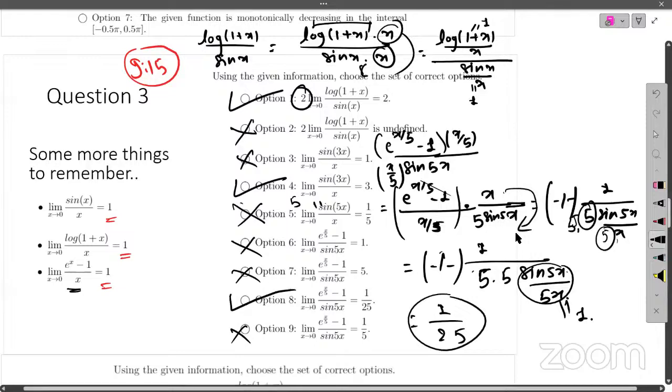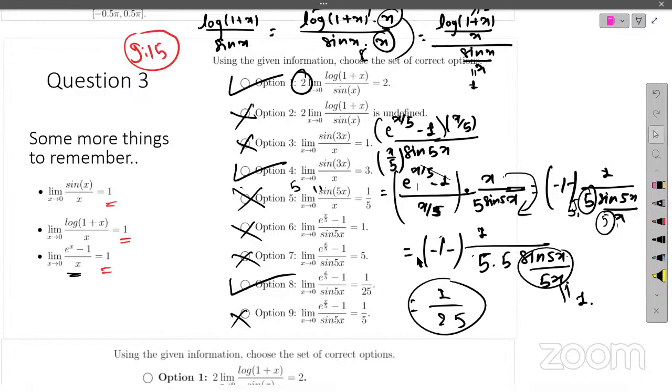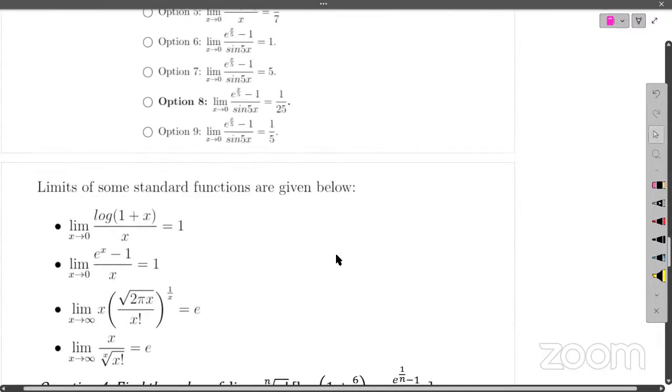Okay, so should I slow my speed? If you don't understand this, now you see the calculation, just sit down and try to do it by yourself. That will be much clearer about what we actually did here. Okay. Now let's go to the next question.